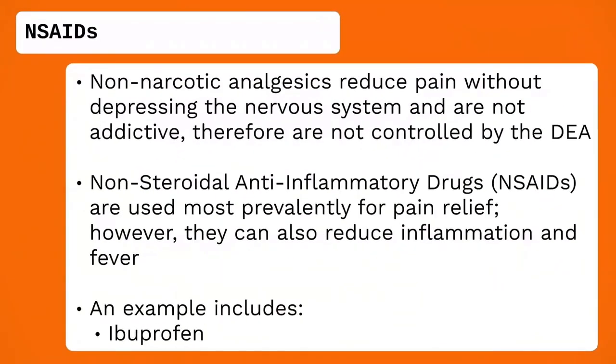Finally, we have NSAIDs, or non-steroidal anti-inflammatory drugs. Non-narcotic analgesics reduce pain without depressing the nervous system and are not addictive, therefore they're not controlled by the DEA. NSAIDs are used most prevalently for pain relief, however they can also reduce inflammation and fever. An example of an NSAID includes ibuprofen.